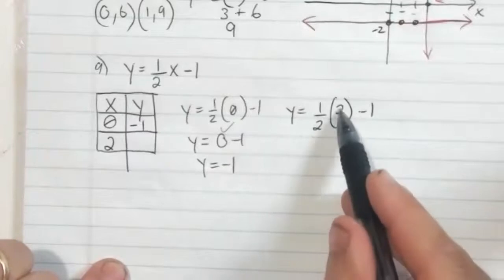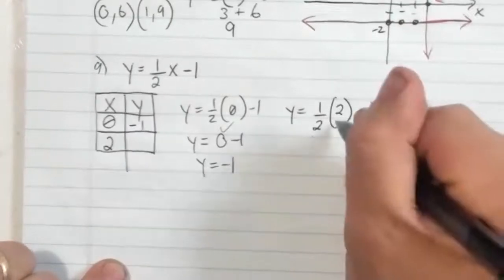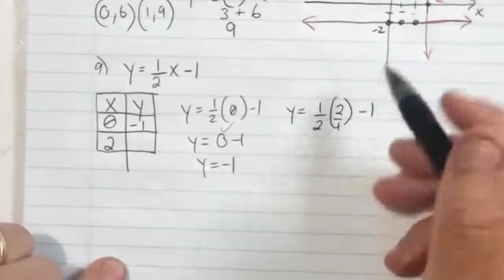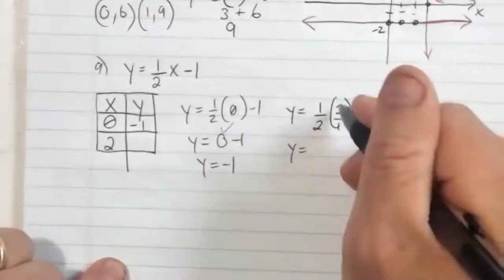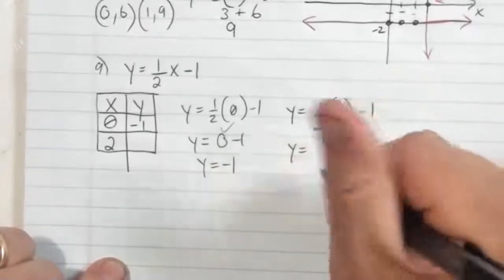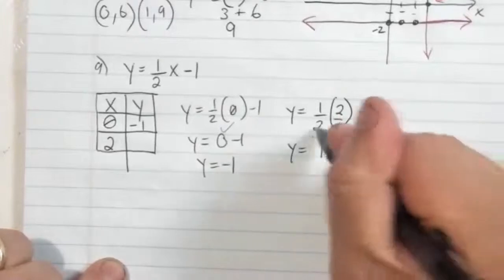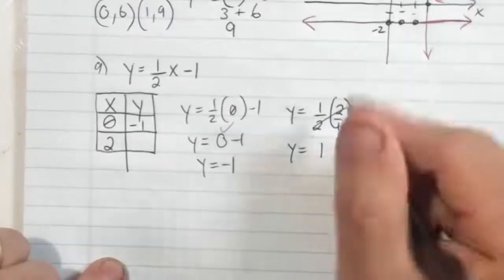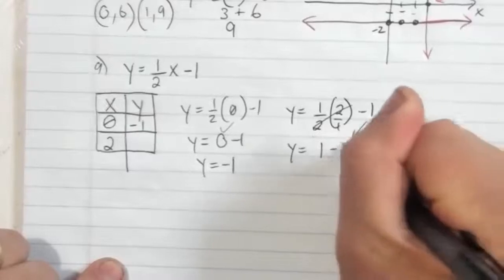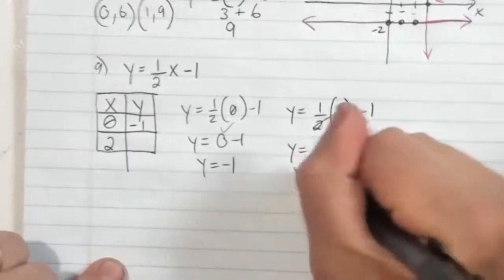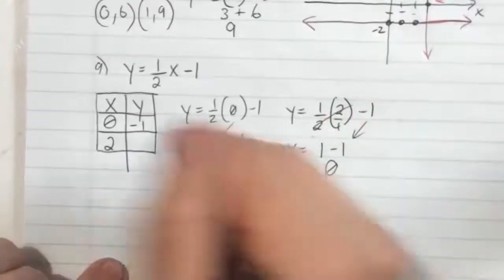You can write it as a fraction, solve it however you want. The 2's are going to cancel either way. Even if I do 2 over 2, this is going to end up giving me 1. So the 2's would cancel, I'm just left with 1 over 1 or just 1. Move the minus 1 over. What's 1 take away 1? 0.